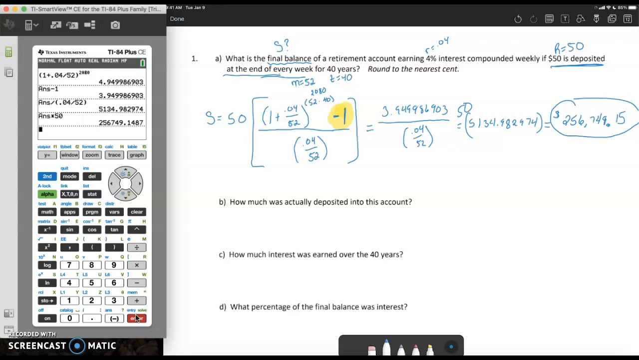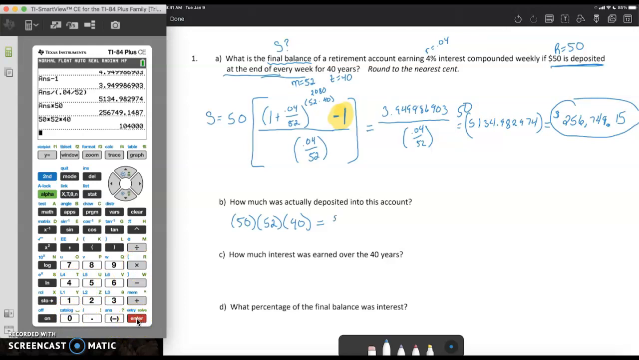So if they ask you how much was actually deposited into this account, okay, well, I don't actually need any big formula to answer this. I don't even have to do this part A first to answer this. What did the person deposit? The person deposited $50 every week, so 52 times a year for 40 years. So their deposit amount is just this multiplication, $50, 52 times a year for 40 years. So just multiply all that out. So this person deposited $104,000.